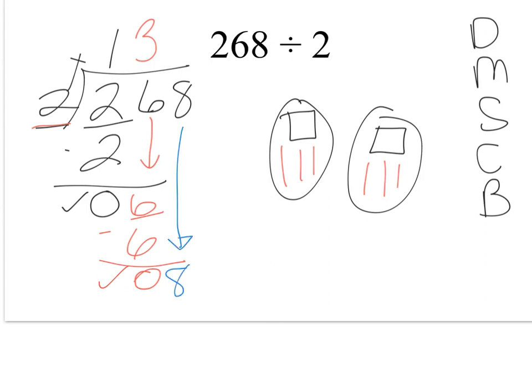So now I have 8 ones. I have no tens, so I'm just dealing with 8 ones divided into 2 groups. So that would be 1, 2, 3, 4, 5, 6, 7, 8. So 8 divided by 2 is 4. Then I'm going to multiply. 4 times 2 is 8. Then I'm going to subtract. 8 minus 8 is 0. Check to make sure that what I subtracted, 0, is smaller than my divisor. It is. So I have no remainder. So the answer to 268 divided by 2 is 134.